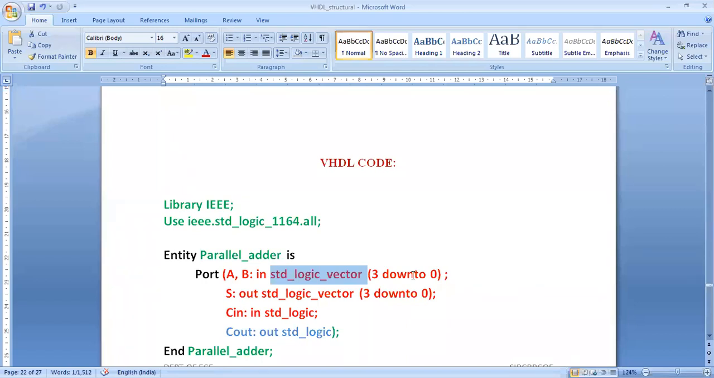So A and B are the inputs, S is the output. All 3 are vector signals because they are multiple bits. They are the multiple inputs. And now see the C in and C out. The C in and C out are single bits. So therefore it is standard logic only.